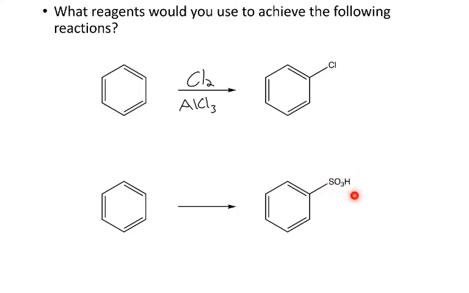To add the SO3H group, this is the sulfonation, and so this is where we needed to use the fuming sulfuric acid. So you could either write fuming sulfuric acid, or I like to write concentrated H2SO4 and SO3.